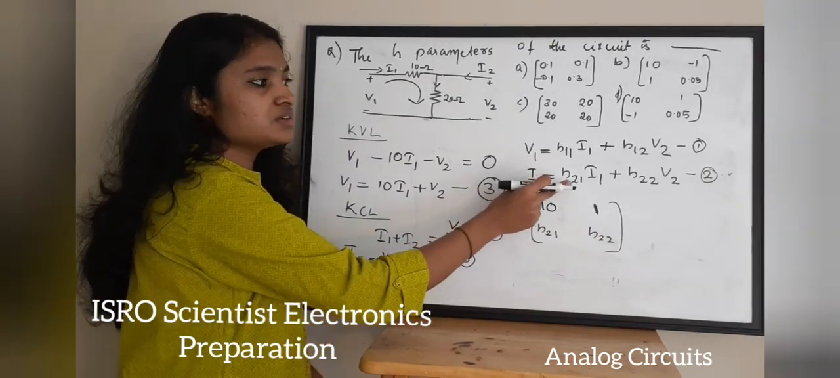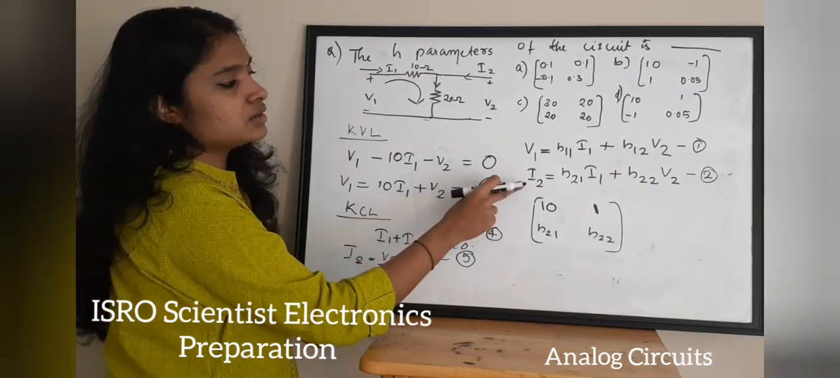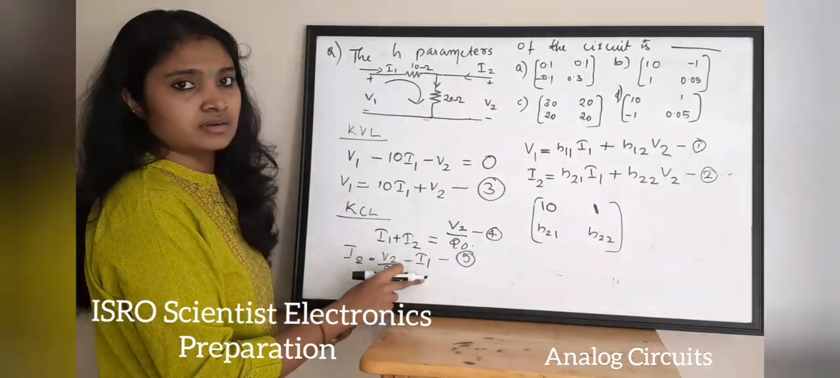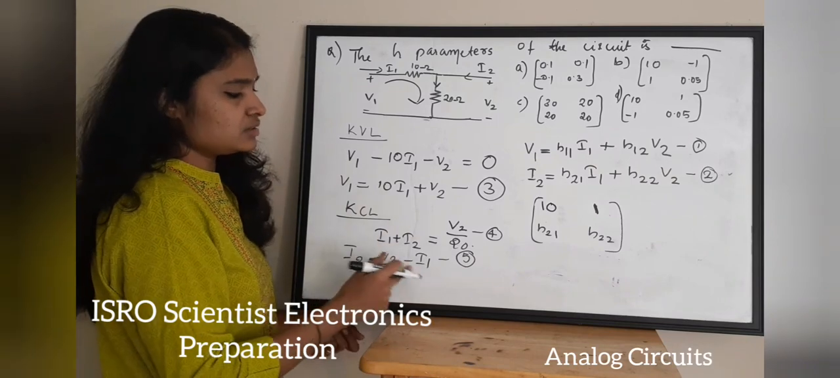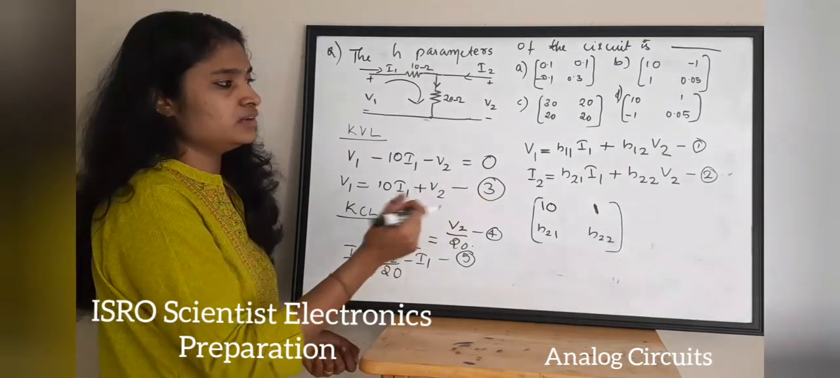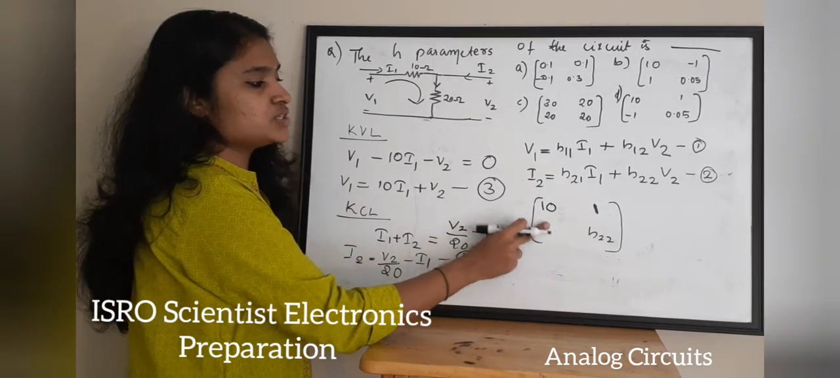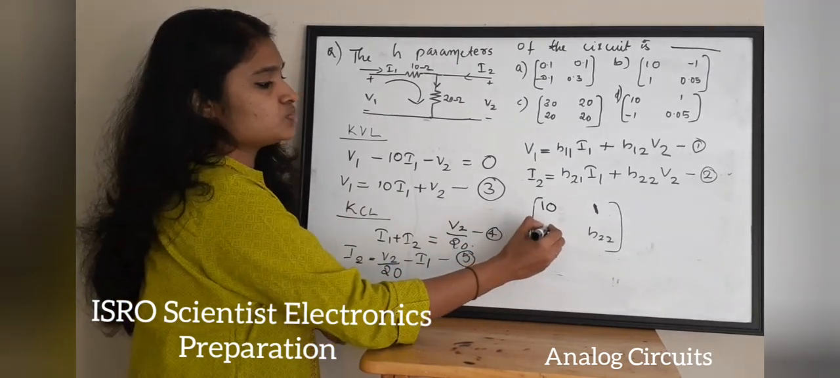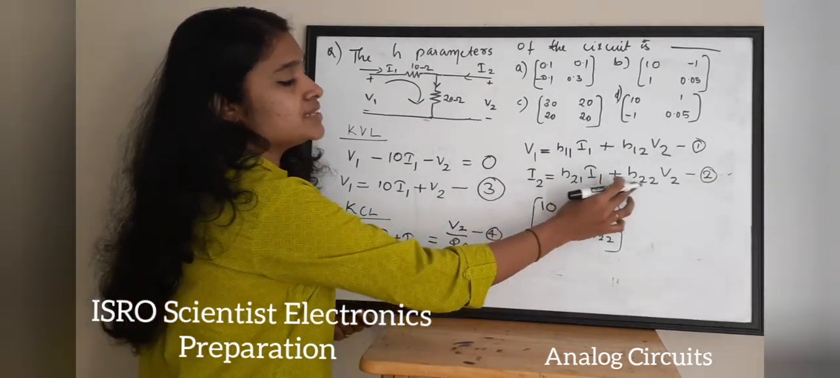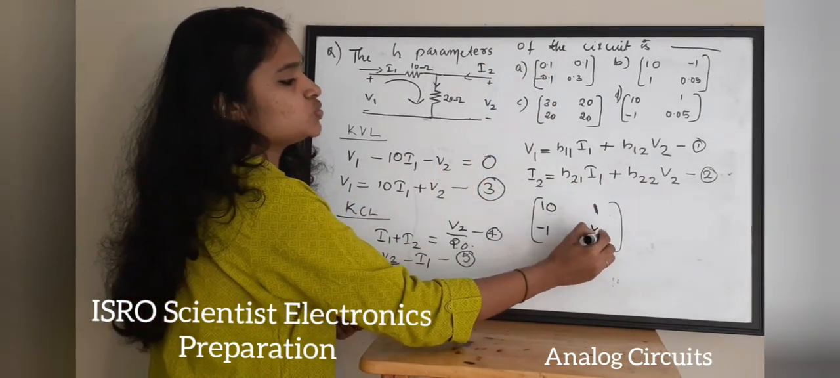Similarly, look at your equation number 2 and your equation number 5. In equation number 2, what is given? It is I2 is equal to H21 I1 plus H22 V2. Here it is minus I1. If you want to rearrange this, form it as minus I1 plus V2 by 20. Anyways, we can look and identify it. Here it is minus I1, which means the value of H21 is minus 1. Then plus H22 V2. Here it is 1 by 20 V2, so H22 is 1 by 20.